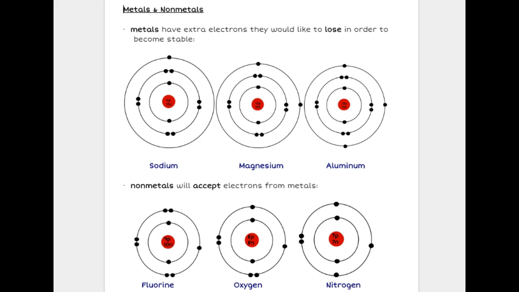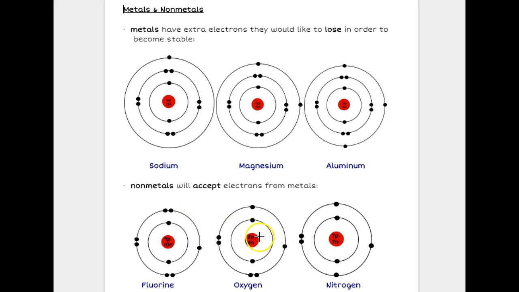So let's look at this a little bit more closely. As we just talked about, metals on the left-hand side of the periodic table have these outer electrons. So here's sodium with its 1, here's magnesium with 2, and aluminum with 3. All of these metals have these extra electrons that they'd like to lose in order to become stable.